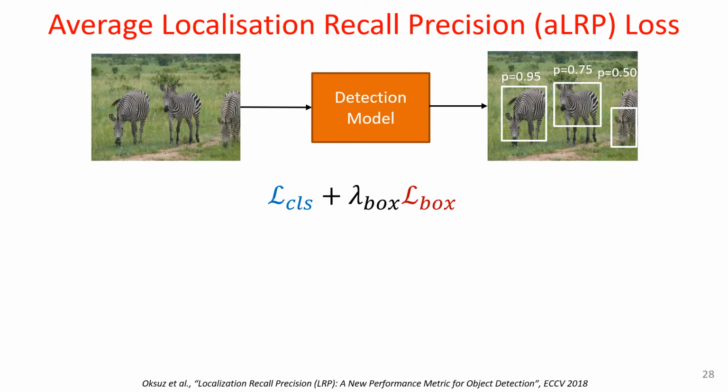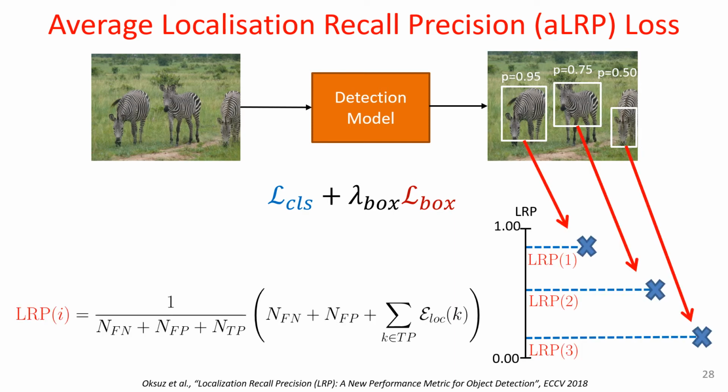Average LRP loss is an attempt to close this gap. Different from average precision loss, which optimizes precision error, average LRP loss optimizes localization-recall-precision error, which is a performance metric for object detection combining classification and localization qualities as discussed in the first and the second parts of this tutorial. There are two assumptions while converting LRP error into a loss form.